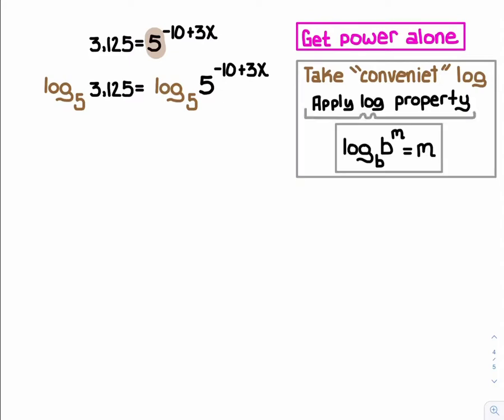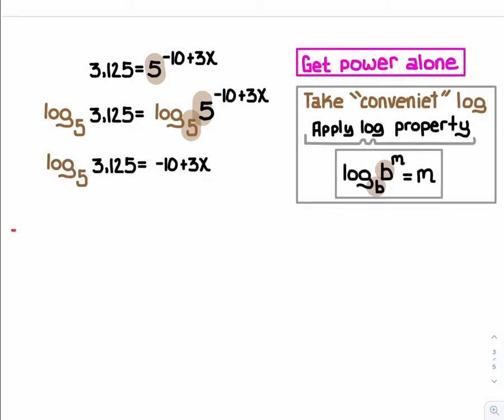What's powerful about this is we can use the log property, log base b of b to the m power equals m. In other words, notice when those bases match, all of that drops off, and then the answer is just the exponent. So back over here at the problem, notice we have base 5, and all of that drops off, and all we have left is the exponent, negative 10 plus 3x.